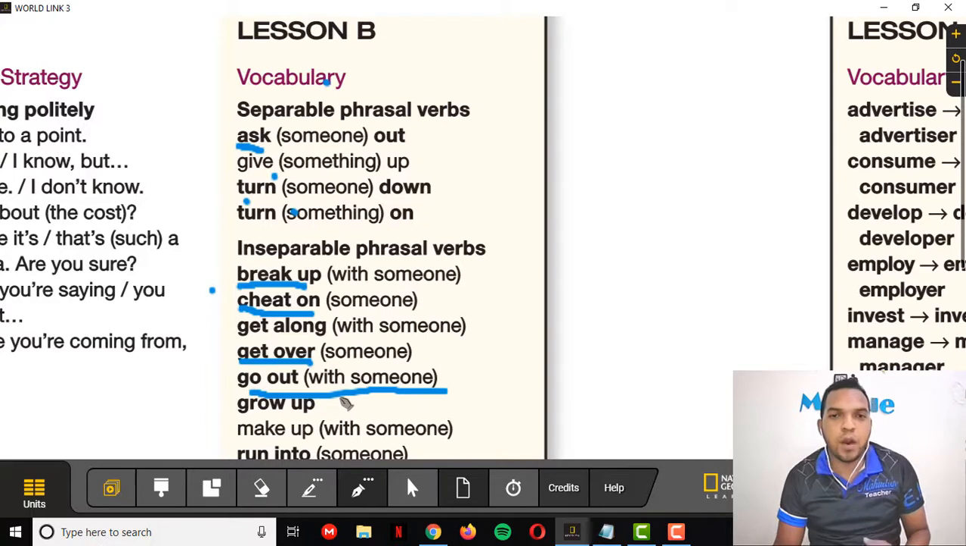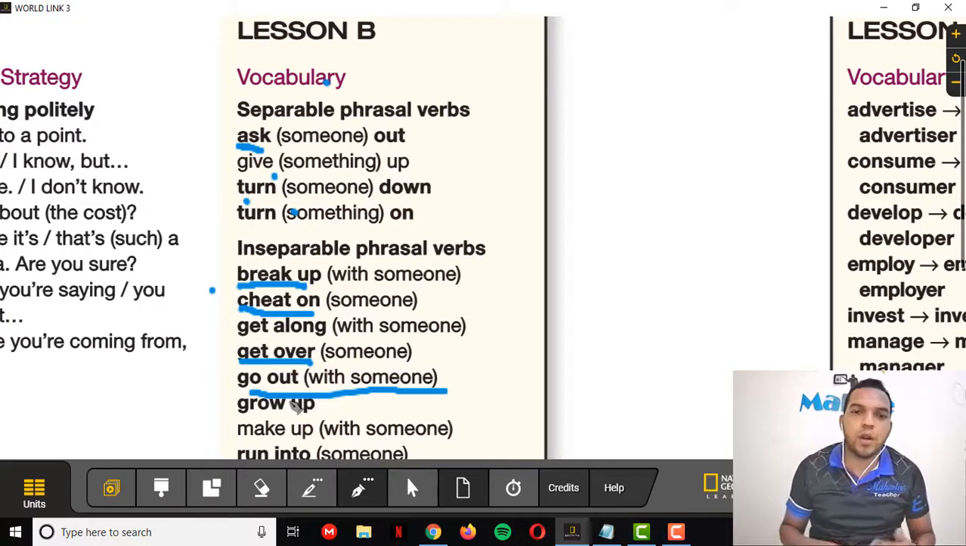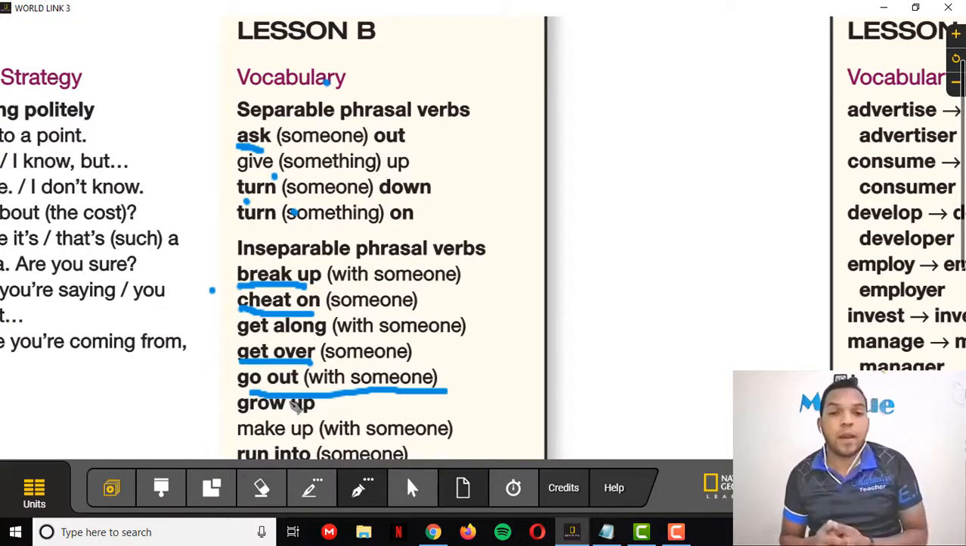And next one is go out with someone. Of course, this is also a synonym of the one we say, hanging out. Okay, hang out with me. Do you want to go out with me to the disco? Do you want to go out with me to the cinema? So that is go out.